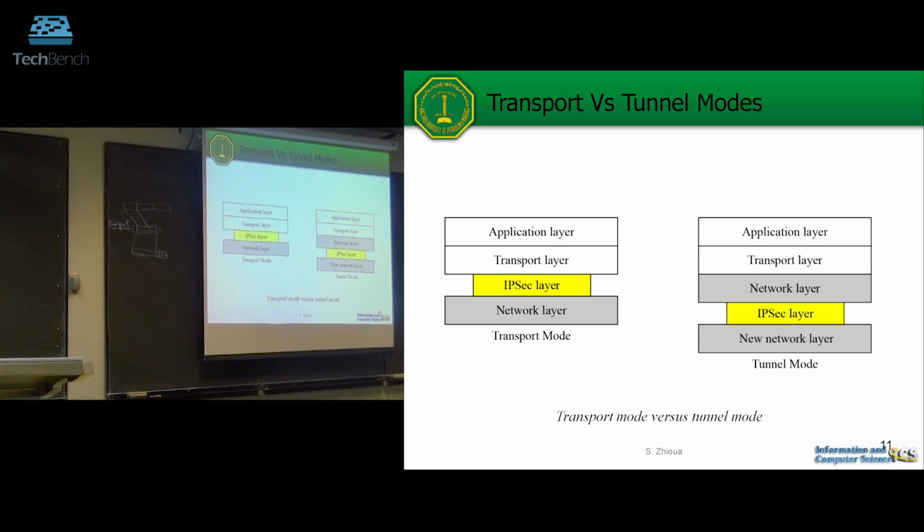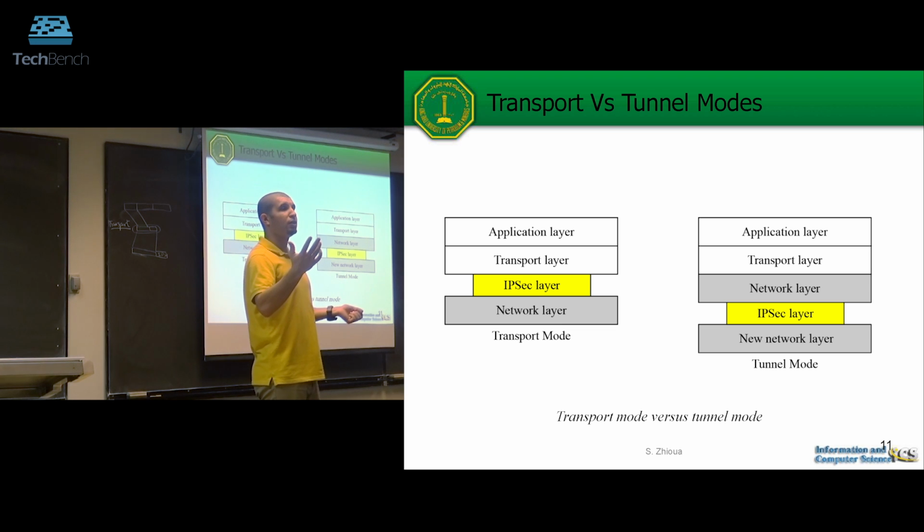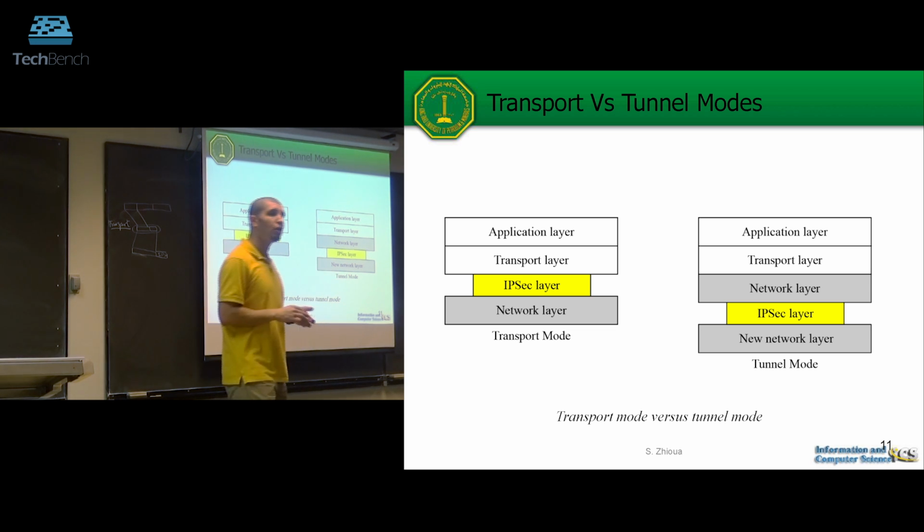Is it clear so far? So what is the difference between tunnel and transport? When do you use the tunnel, and when do you use the transport? It depends. If you need to protect the original network layer header, for some reason you need to hide it, you use the second one, tunnel. If it doesn't matter, you use the first one.